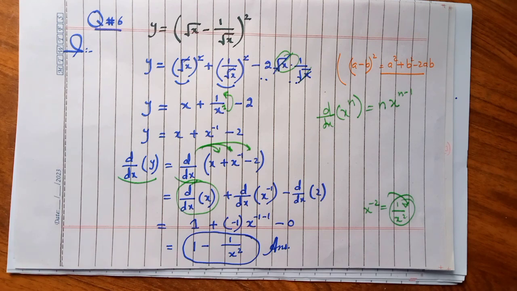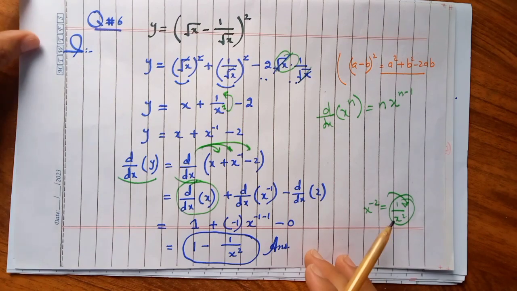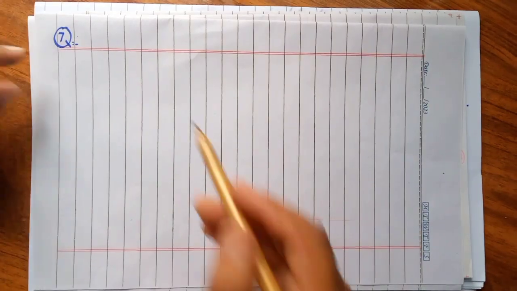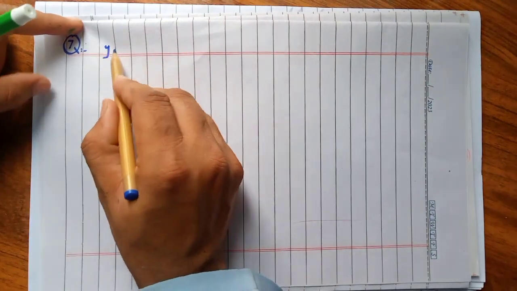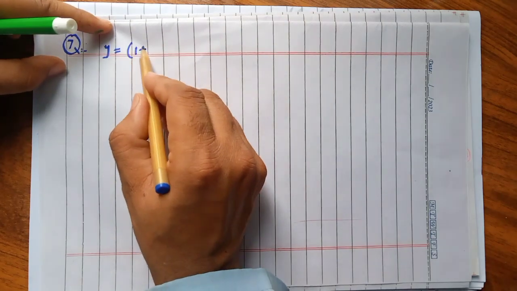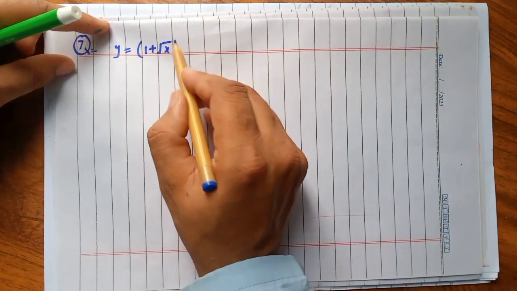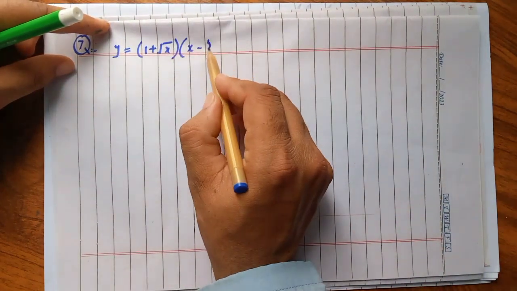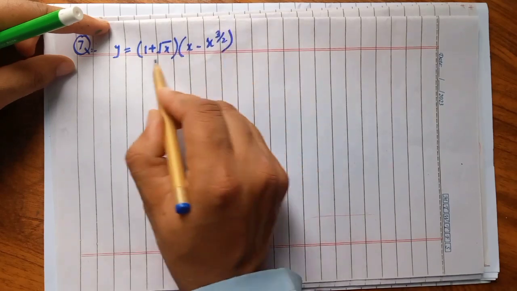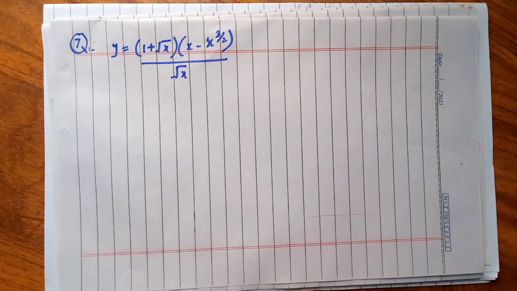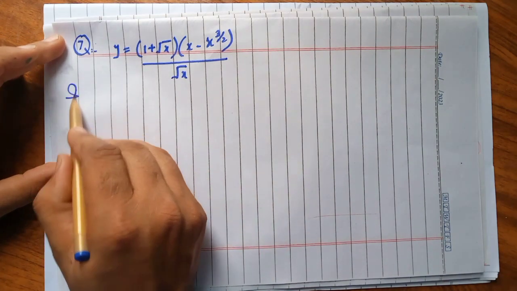After question number 6 we will try question number 7. So if I write question number 7 here, let y is equal to 1 plus square root x, and x minus x raised to the power 3 over 2, divided by square root x. So here this is a simple question. We can simplify this question, as this is the solution.